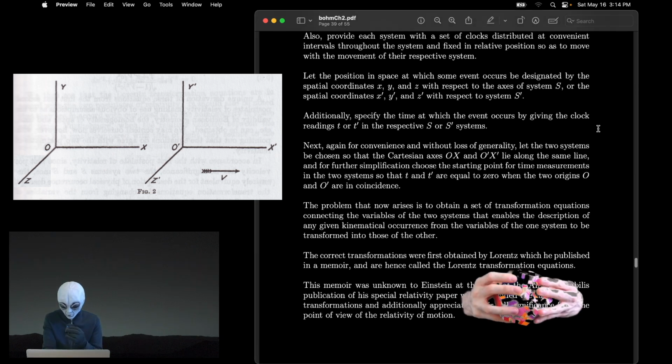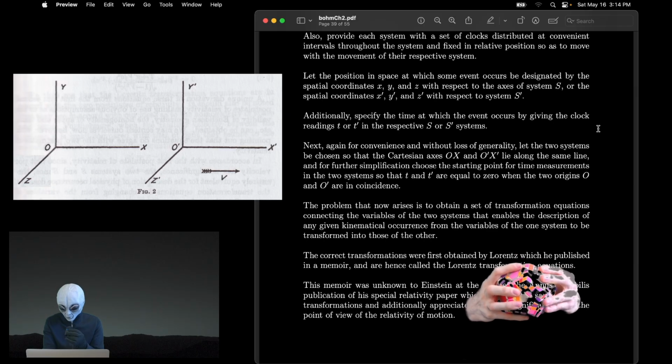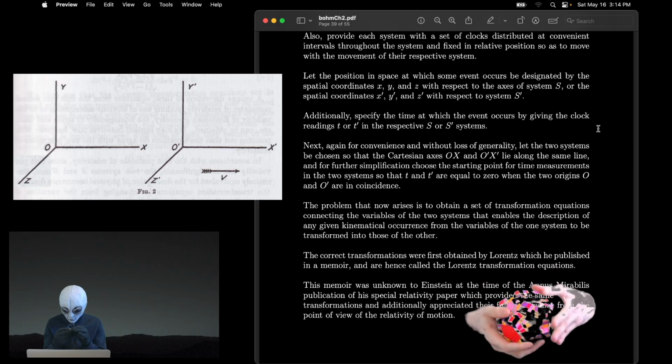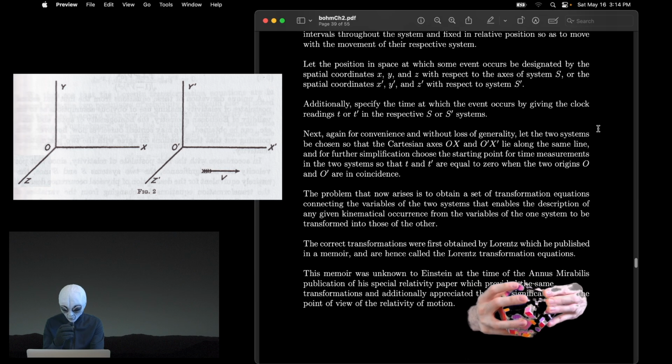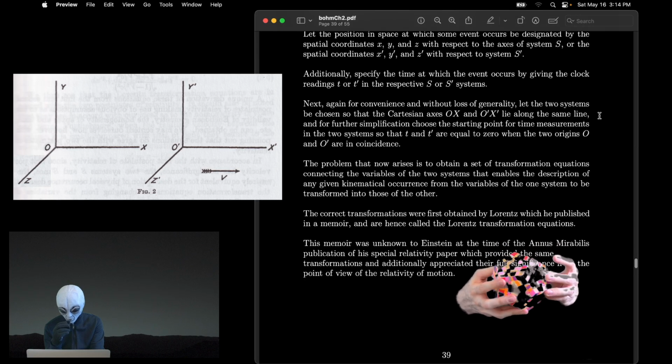Let the position in space at which some event occurs be designated by the spatial coordinates x, y, and z with respect to the axes of system S, or the spatial coordinates x prime, y prime, and z prime with respect to the system S prime. Additionally, specify the time at which the event occurs by giving the clock readings t or t prime in the respective S or S prime systems.